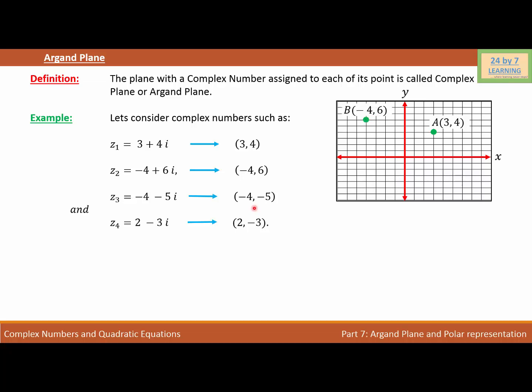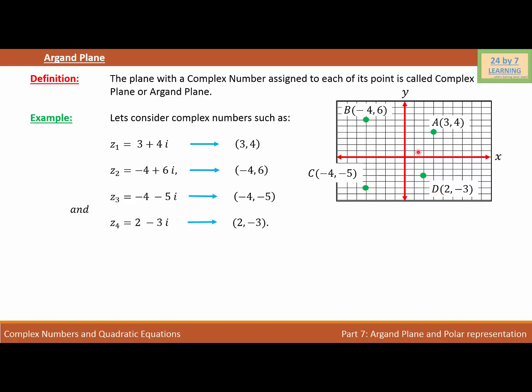Now let's consider the third point. My third point is (-4, -5). So I'm going to go 4 negative on the x-axis and 5 negative on the y-axis because both are negative. So I will go 1, 2, 3, 4, then 1, 2, 3, 4, 5. And this is my point C, which is basically (-4, -5). My last point is (2, -3), where x is positive 2 and y is negative 3. So I will go 1, 2 positive and then 1, 2, 3 negative. And this is my point, let this point be D, (2, -3).